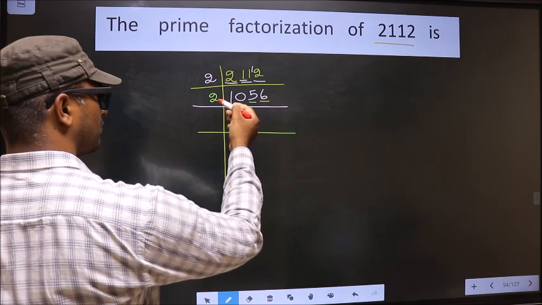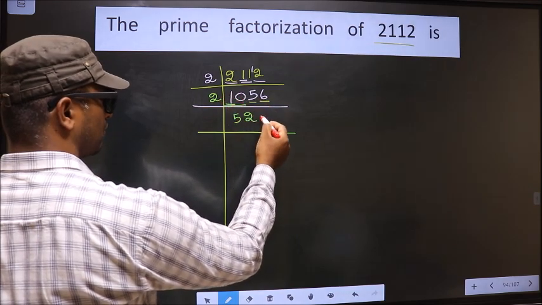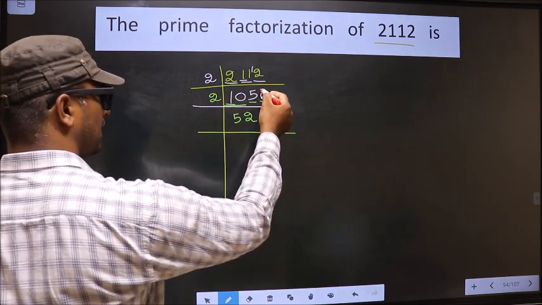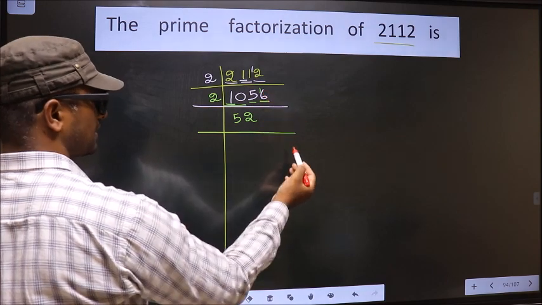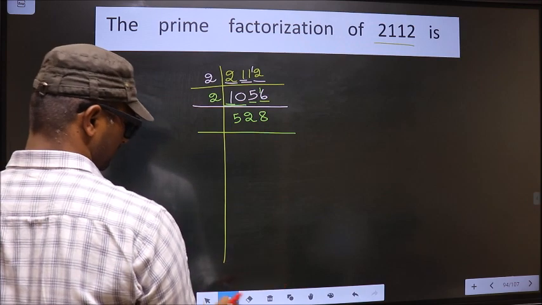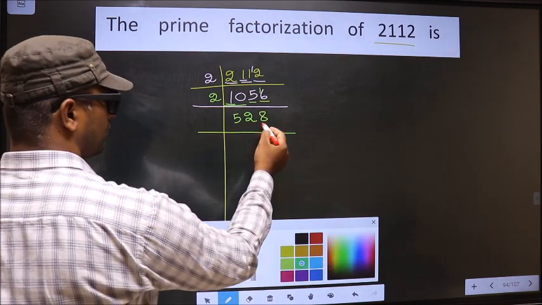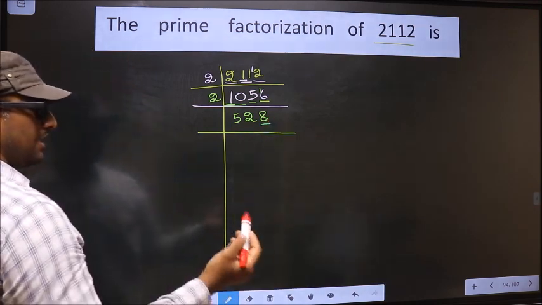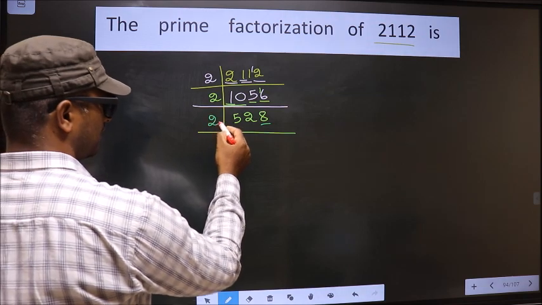A number close to 5 in 2 table is 2 2s 4. 5 minus 4, 1 carried forward, making it 16. When do we get 16 in 2 table? 2 8 16. Now for this number, last digit 8 even, so we take 2 here.